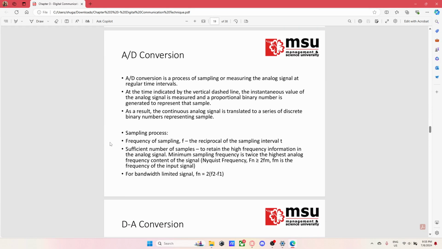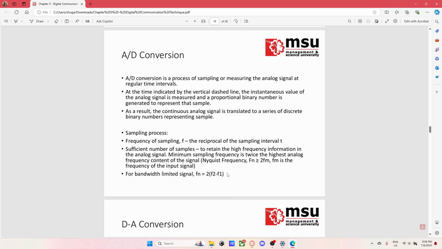Okay, sampling is a process where we sample at the reciprocal of the sampling interval t, but like I mentioned just now, at different times. Okay, a sufficient number of samples is needed to retain the high frequency information in the analog signal. The minimum sampling frequency is twice the highest analog frequency content of the signal, by using the Nyquist frequency. So your Fs should be more than your Fm by double, okay? And Fm is the frequency of the input signal.